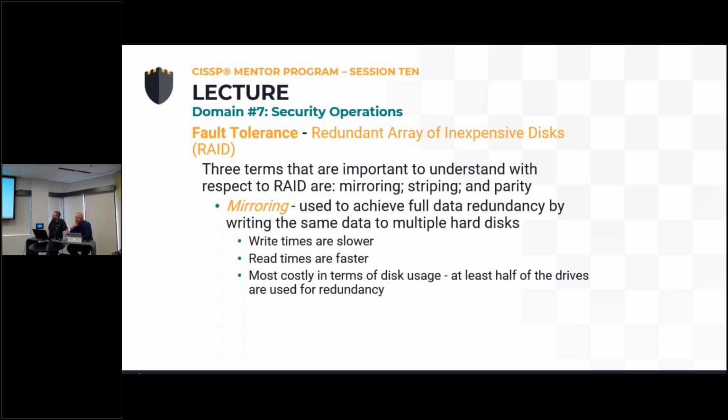Yeah. So mirroring, full disk redundancy, you write the same data to multiple drives. If you see DRISC on the exam, probably the wrong answer. So write times are slower, it has to write it twice. Read times faster, it's only reading really from one disk. So it's not having to read across multiple disks, it's just reading right there off of one disk. Yes, it is most costly. You're going to lose half your capacity of your array to that redundancy.